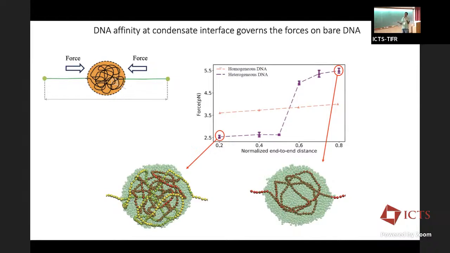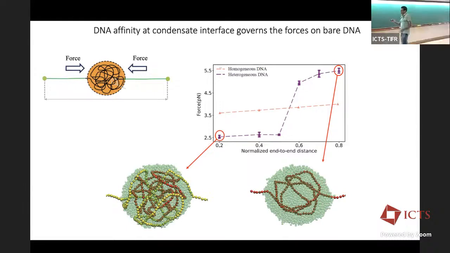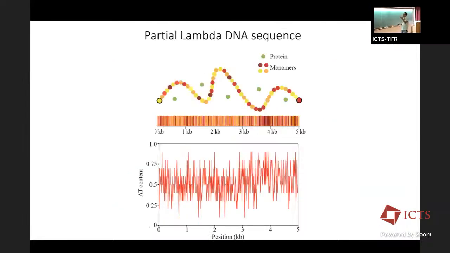So clearly heterogeneity has some interesting effect on the forces that this kind of co-condensate imparts on the rest of the DNA. Now we took an actual sequence, which is a partial lambda DNA sequence. In other words, we took the whole 48 kb long lambda sequence, and a part of it we employed here.